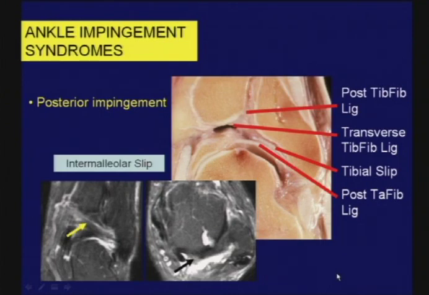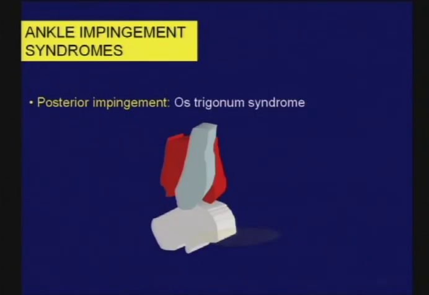I have no proven cases of that. This is the closest I could come. Clinically, a suspected impingement. This is what we found. We suggested maybe the intermalleolar slip was thickened, but no surgery was done. A form of posterior impingement, we could consider it straight posterior impingement, is the os trigonum syndrome.